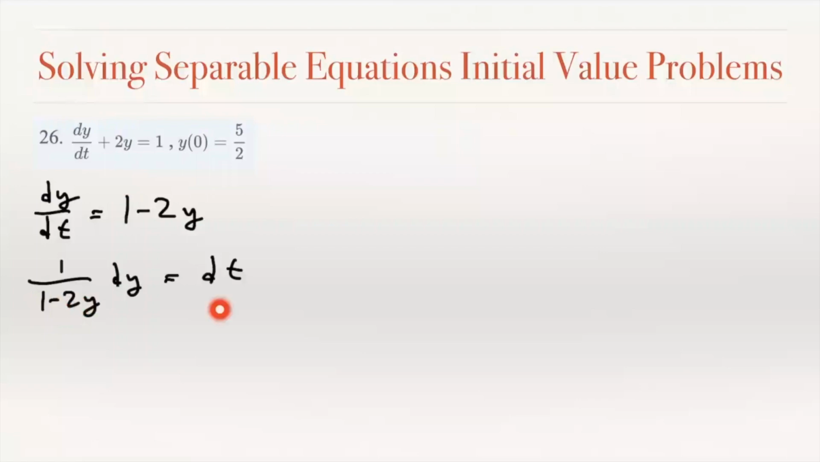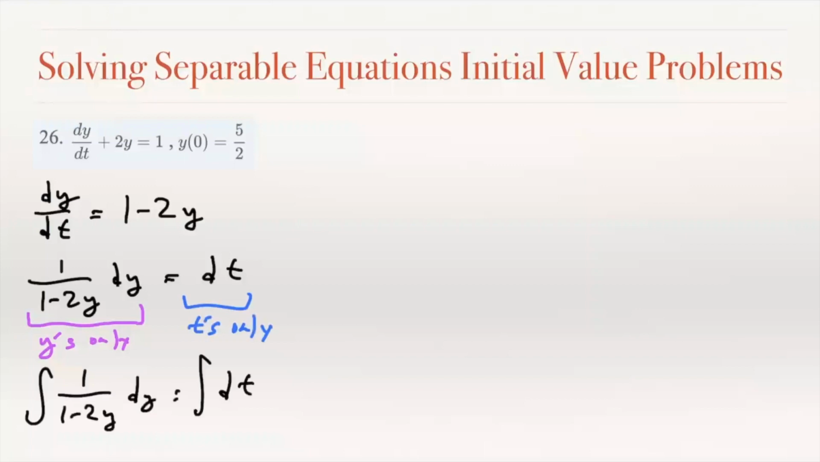Separating, we have this. Dividing both sides by 1 minus 2y, multiplying both sides by dt. So now we have a function of y only equal to a function of t only. And that's what we need always before we can integrate both sides. Don't make that mistake. Must be fully separated. Okay, so we have this.